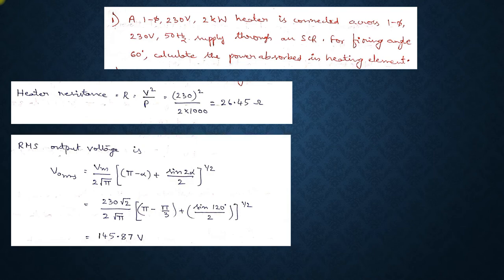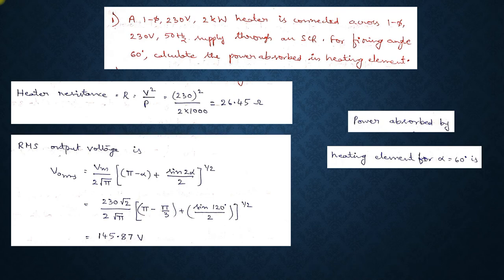This is in radians, and once you get pi, you have to substitute 3.14 only, but not 180 degree. Please remember these points, they are very important. So the final answer will be 145.87 volt. This is our V naught RMS. Now our job is to identify the power absorbed, that is V square by R. R has been obtained, V naught square has been obtained, so you can easily find it out.